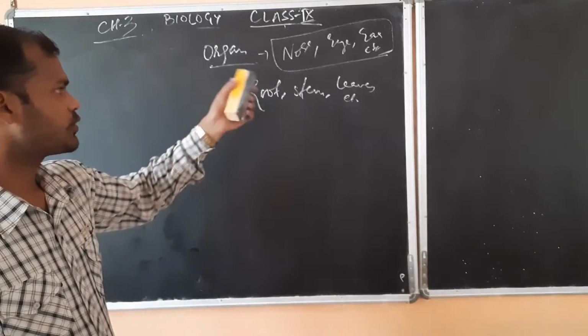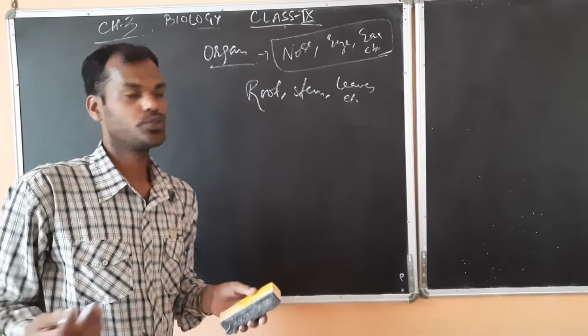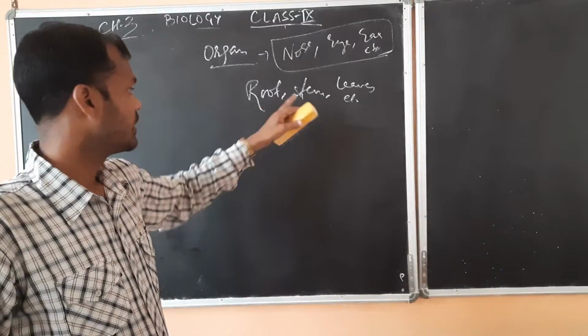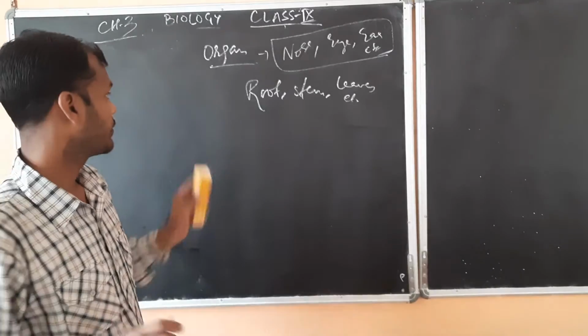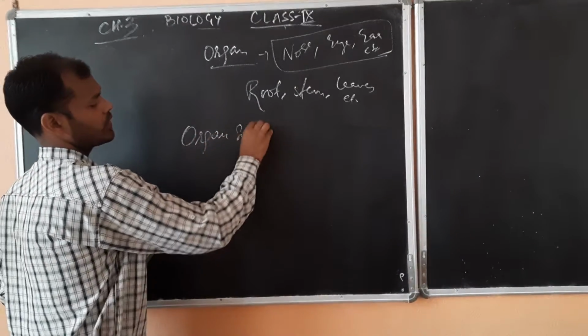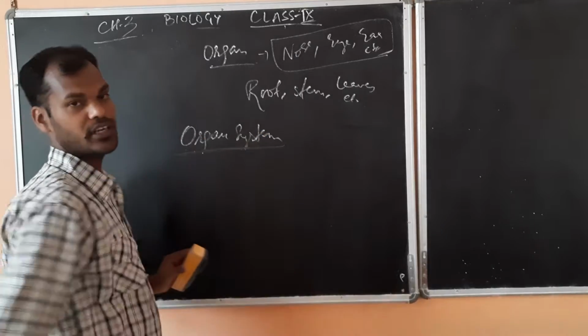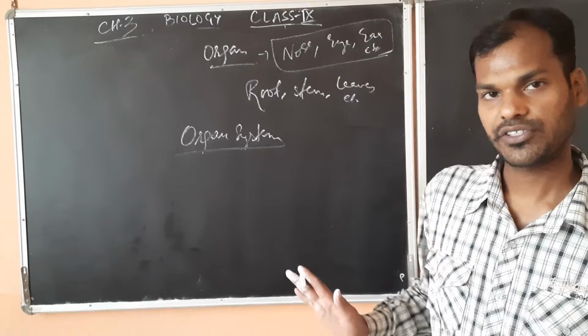Okay, so here also in the same way, in the roots also so many tissues will be there which will be performing the same function. In the stem also so many tissues will be there which will perform the same function. Okay, now when organs combine, they form the organ system. Organ system means a group of organs which will perform the same function.